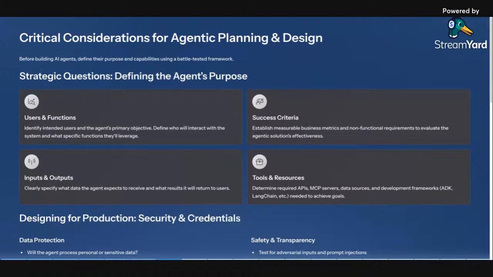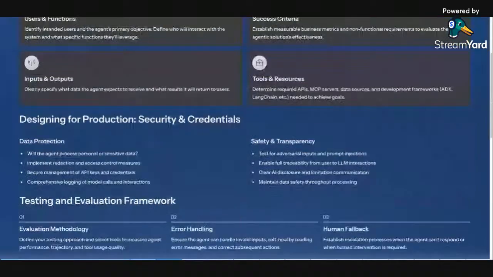The tools and resources that we can use to achieve that are API, MCP server, Model Context Protocol, data resources, Agent Development Kit, Android development kit, and LangChain. So, to achieve this planning and design, let's get into the designing phase first of all.